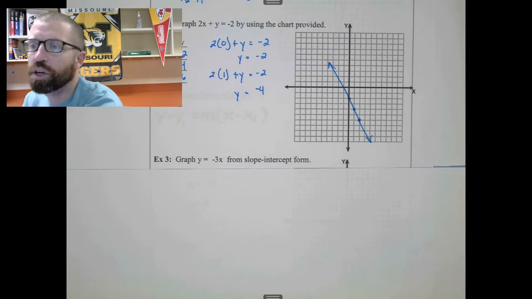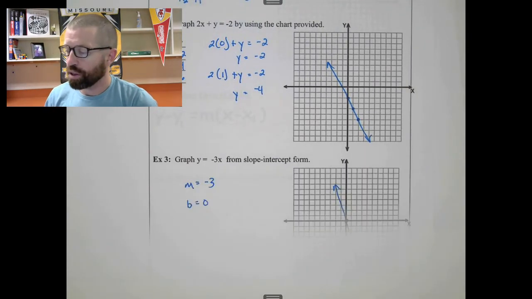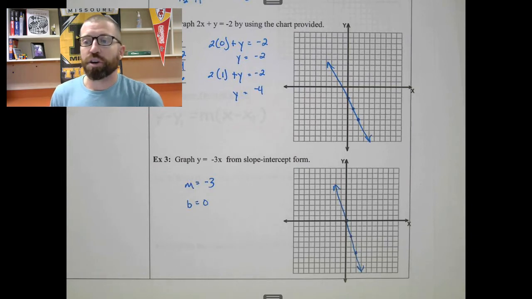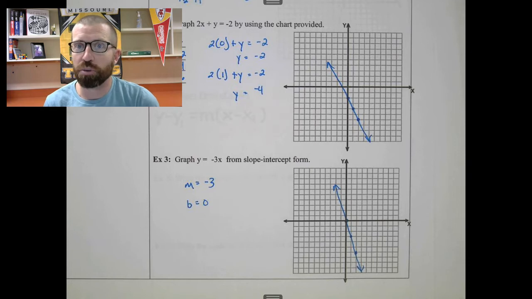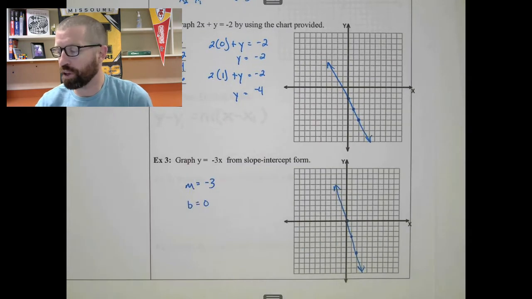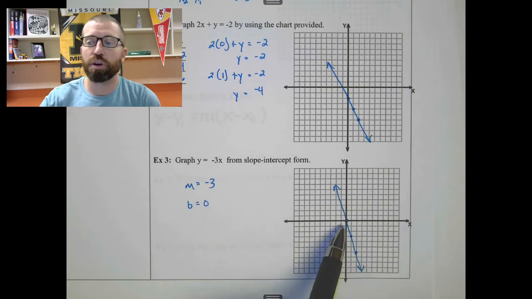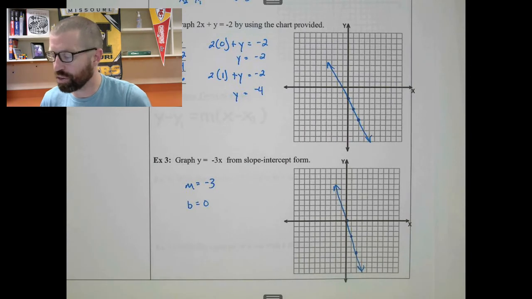Okay, the next one, go ahead and pause and graph this line. And here, the slope is -3. There is no... the y-intercept is 0, sorry. It's not there, so b is equal to 0. And the line looks like this. Remember, your y-intercept is where you start, and then you can count down 3 over 1 in this case.